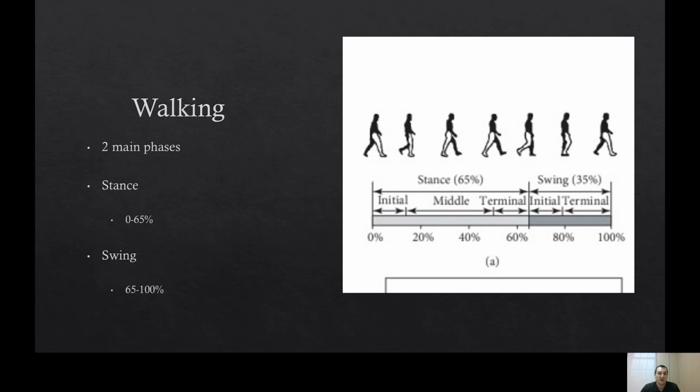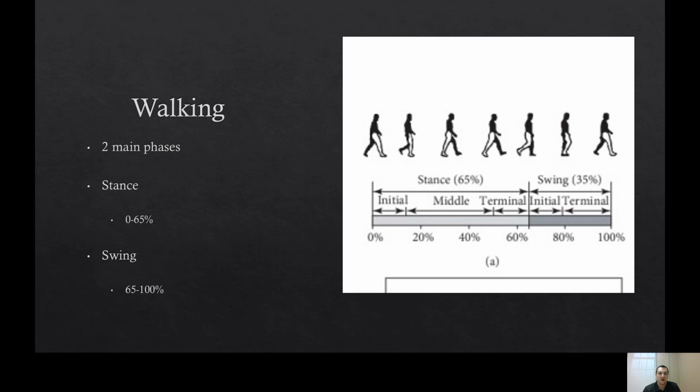First off, we're going to start with walking. Walking has two main phases. The first phase is called the stance phase, and it takes about 0 to 65% of the actual step. The other phase is the swing phase, which takes about the rest of the time. So 65 to 100% would be the swing phase, which comes out to about 35%.